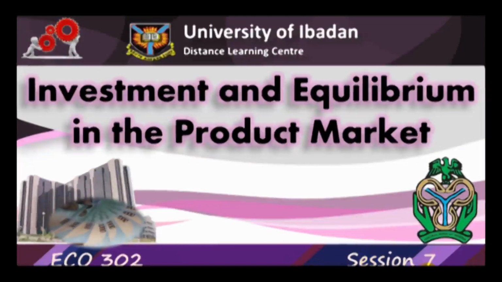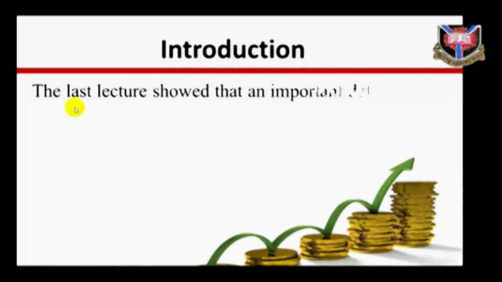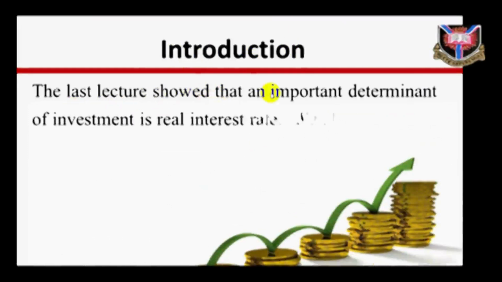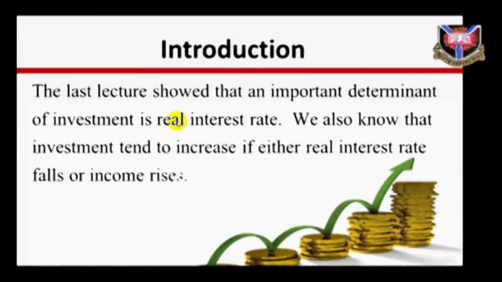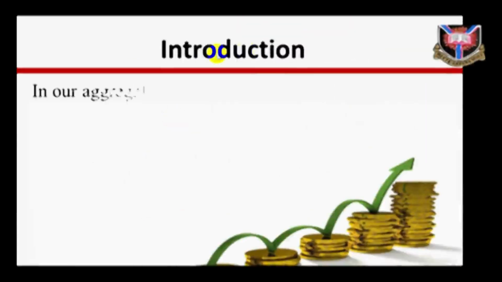Welcome to Econ 302, Study Session 7: Investment and Equilibrium in the Product Market, the IS Relation. Introduction. The last lecture showed that an important determinant of investment is the real interest rate. We also know that investment tends to increase if either the real interest rate falls or income rises.